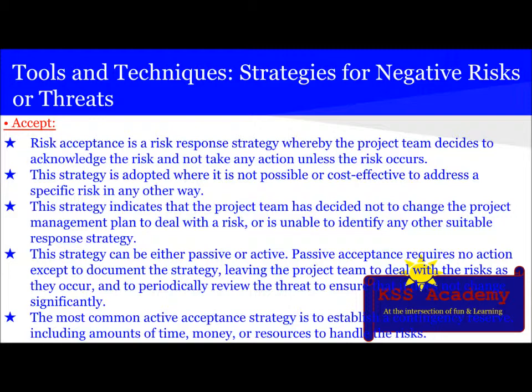This strategy can be either passive or active. Passive acceptance requires no action except to document the strategy, leaving the project team to deal with the risk as it occurs and to periodically review the threat to ensure that it does not change significantly. The most common active acceptance strategy is to establish a contingency reserve, including an amount of time, money, or resources to handle the risk.